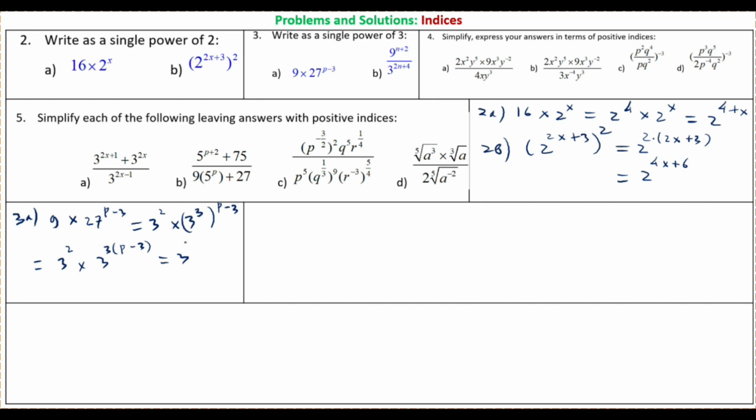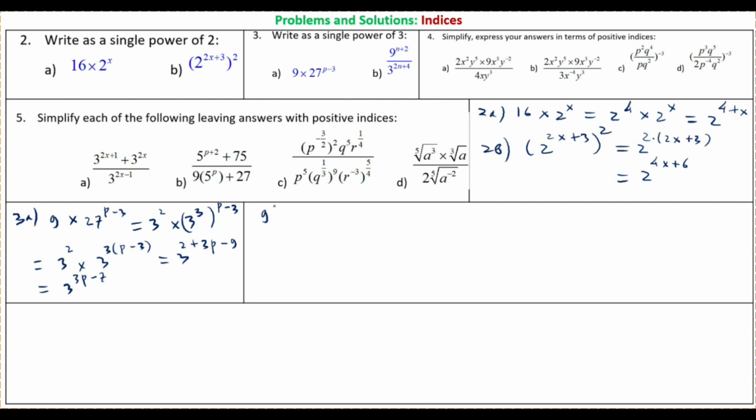That's the first law. So you got 2 plus 3. We can multiply this one. 3p minus 3 times 3 is 9. So we've got here 3 to the power of 2 minus 9 is minus 7. So we can write it as 3 to the power of p minus 7. That's for 3a. Then we have 3b.